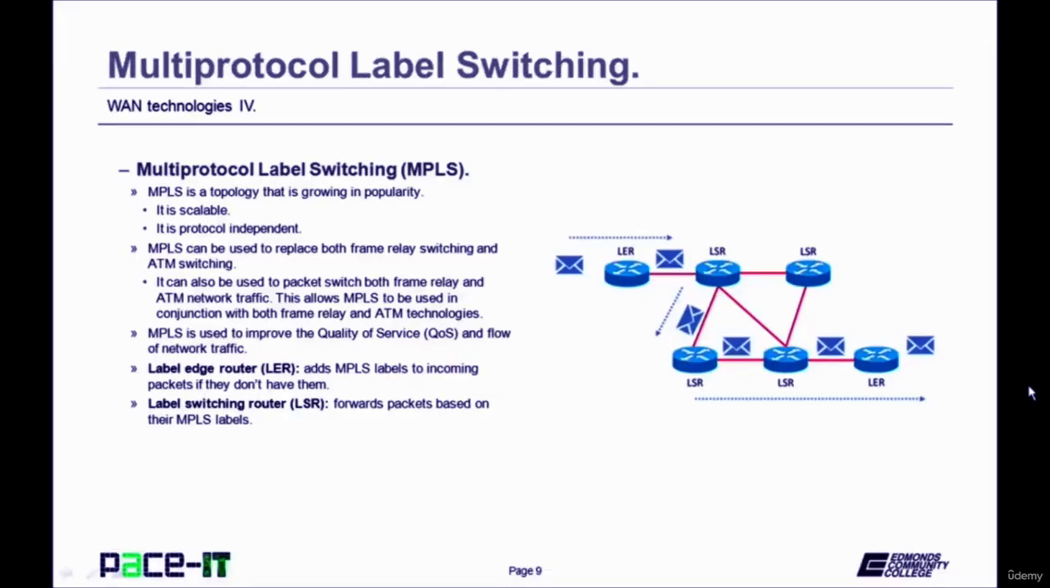MPLS is often used to improve quality of service and flow of network traffic. It uses a label edge router to add MPLS labels to incoming packets if they don't have them. The label edge router then passes those packets onto a label switching router, or LSR router. The LSR forwards those packets based on their MPLS labels to their final destination.